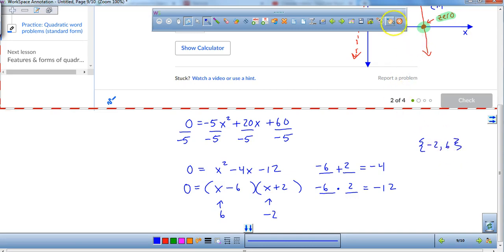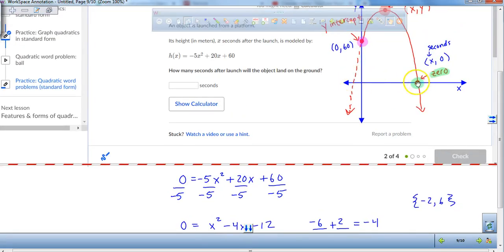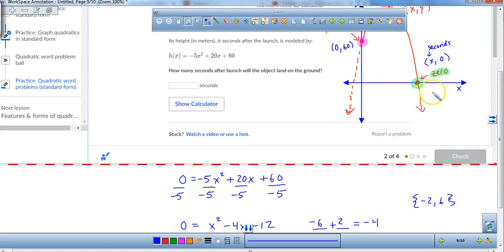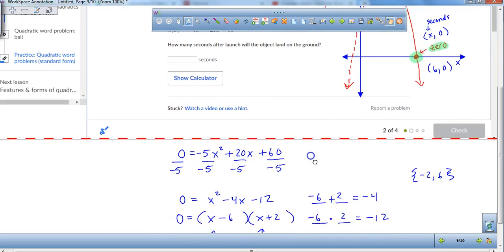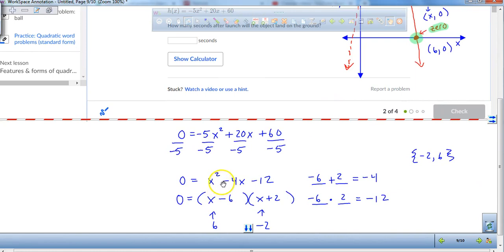My negative 2 is going to be this 0 right here, but basically I know that at 6 seconds my y value will be at a 0. And that's what I would do if I were to solve this by hand. I could see that I could factor it and go from there.